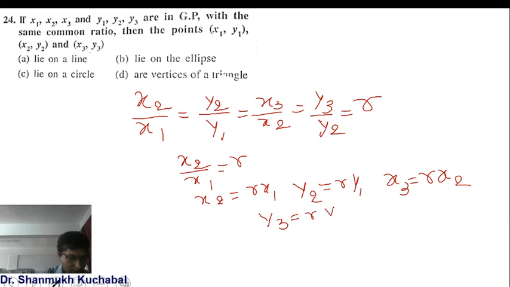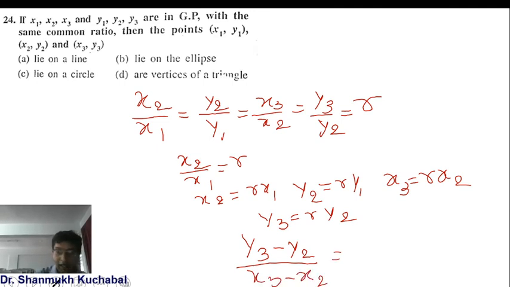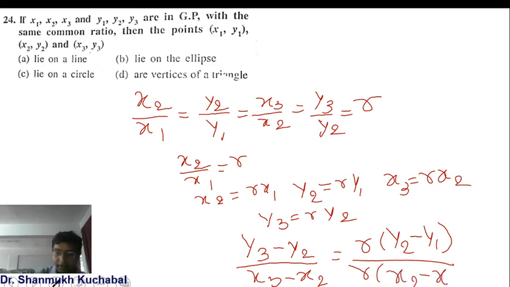So we observe that (y3 minus y2) divided by (x3 minus x2) equals R times (y2 minus y1) divided by R times (x2 minus x1). R gets cancelled, so we get the equation of this one. So the points lie on a line. This is the correct answer.